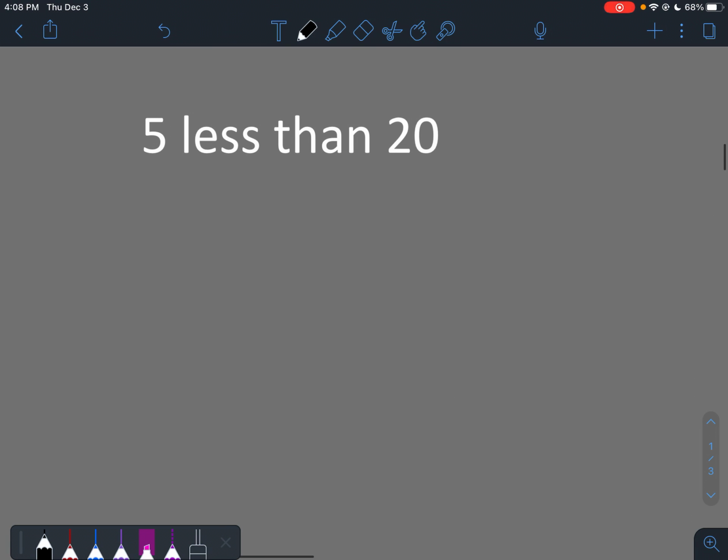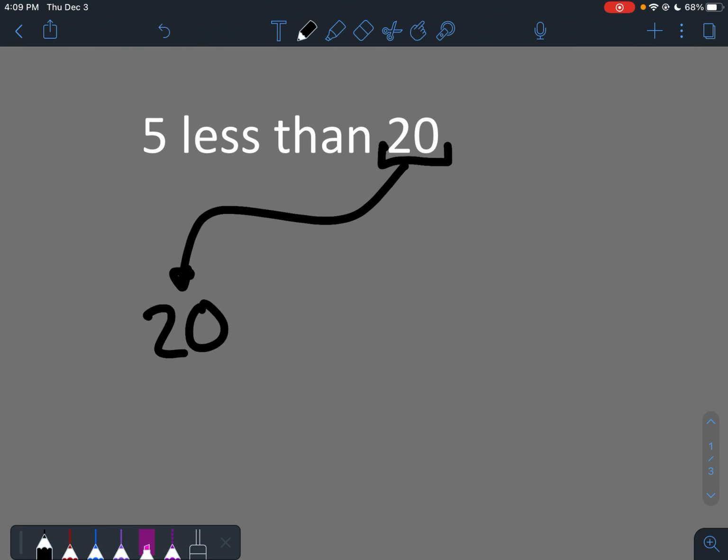Now, 5 less than 20. If I asked you the question and you just had to think about it in your head, hey, what's 5 less than 20? You would start at 20 and you would count back 5. So you would get 15. So this 5 less than 20 is going to be 20 minus 5, and it comes in backwards.